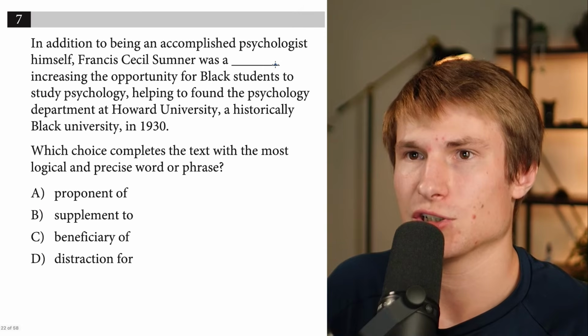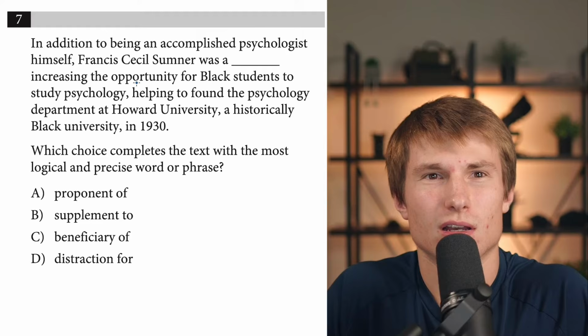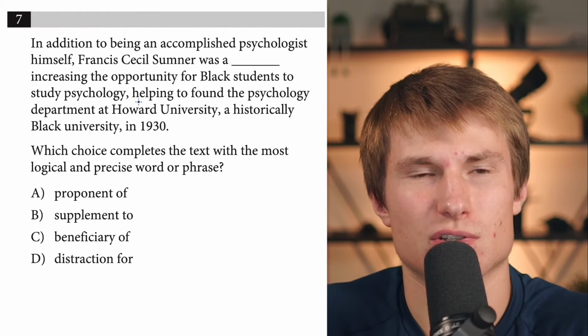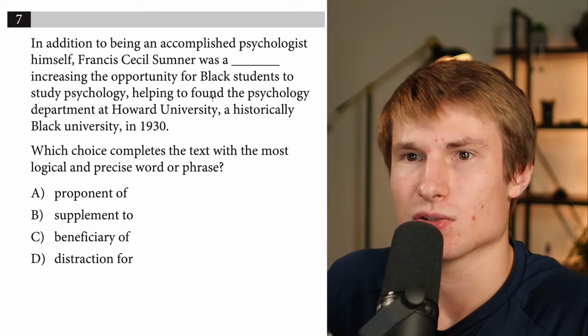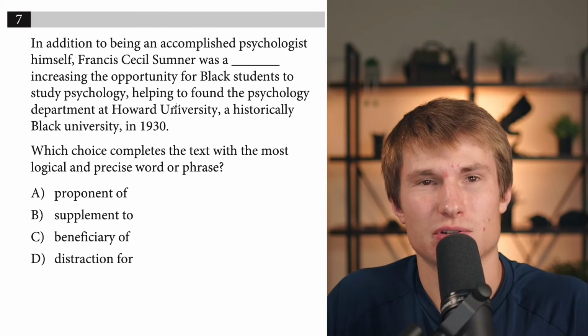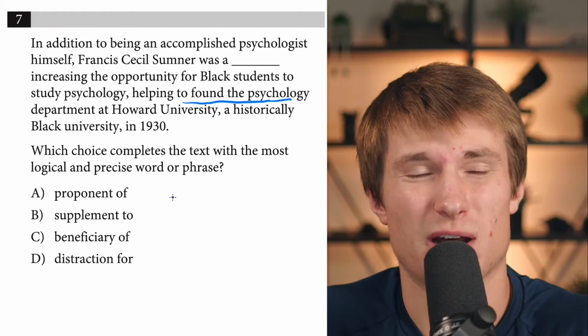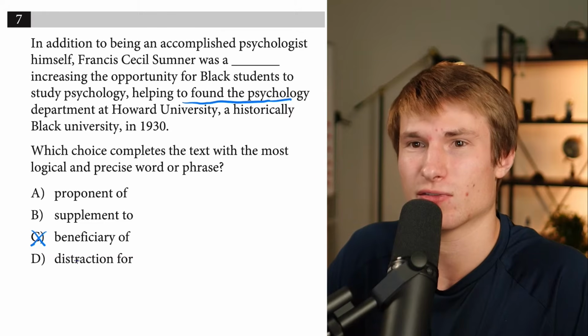Question 7. In addition to being an accomplished psychologist himself, Francis Cecile Summer was a blank. The opportunity was a blank, increasing the opportunity for black students to study psychology, helping to found the psychology department at Howard University, a historically black university, in 1930. All right. So he was a proponent of increasing the opportunity. Well, that wouldn't really make sense because it says that he helped to found the psychology department. We probably want something stronger than that if possible.